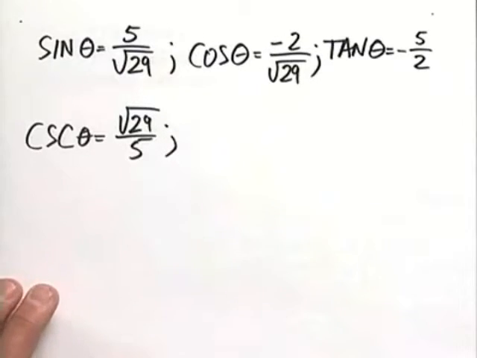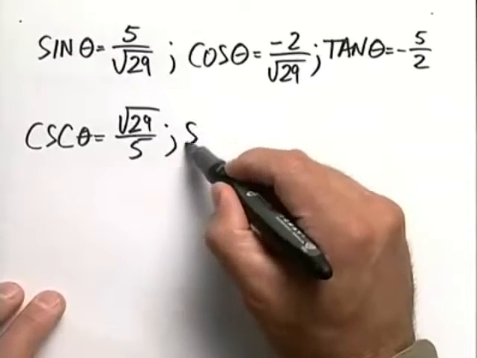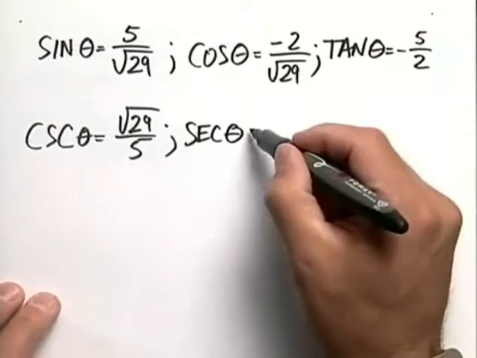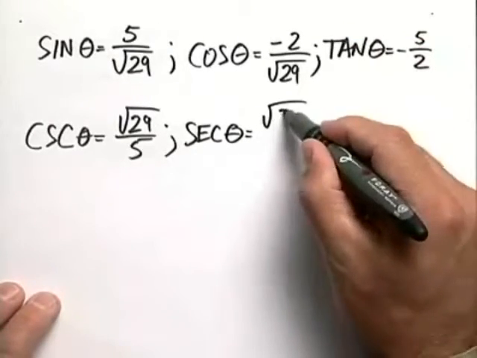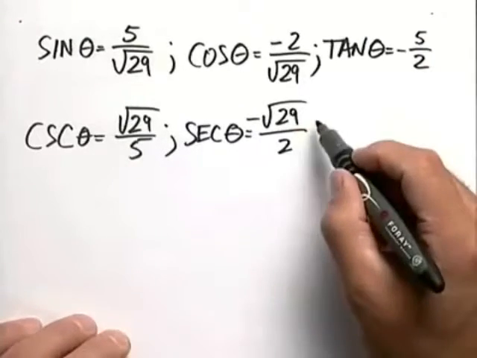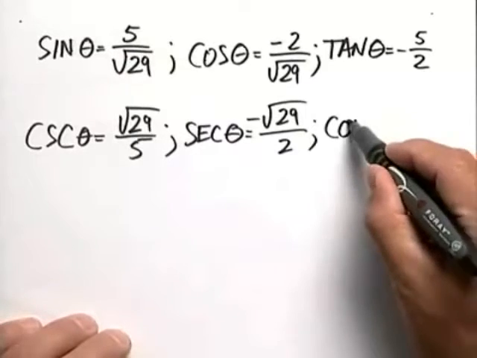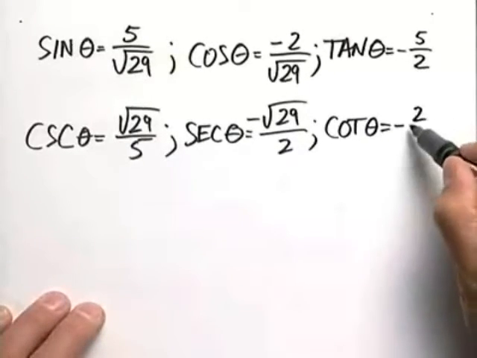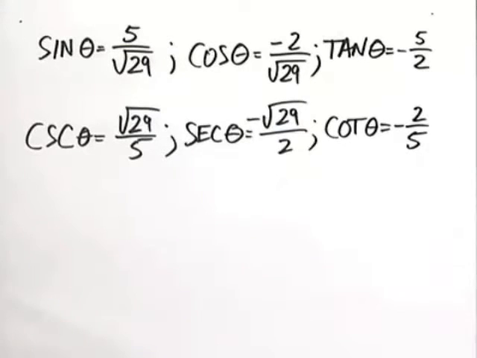In a similar relationship, we have the cosine as it relates to the secant. And we can simply take the cosine value and reciprocate that. From this, we get the square root of 29 all over 2. Put the negative up on top there. And finally, the cotangent. The cotangent is the reciprocal of the tangent function. And from this, we obtain a negative 2/5. So here are our 6 trigonometric functions for this problem.